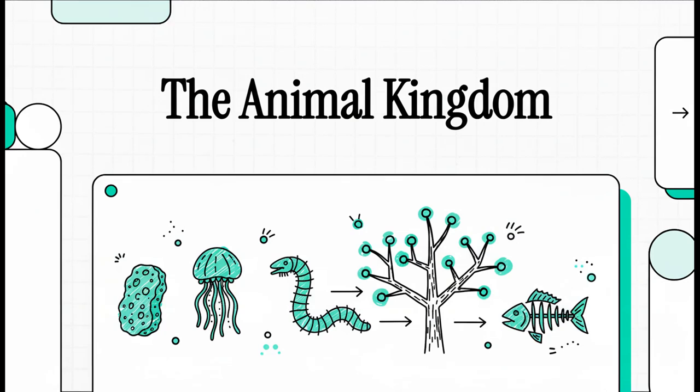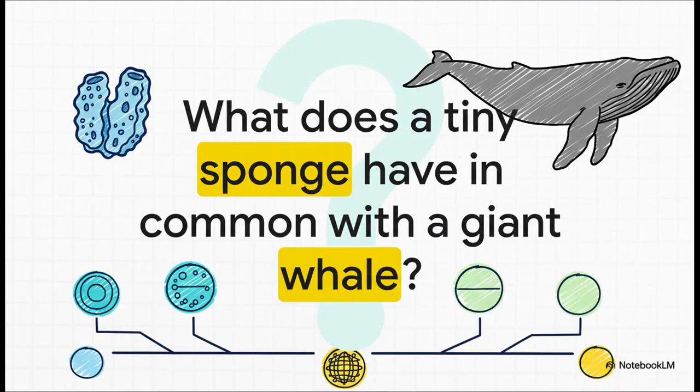Today, we're taking a journey through the vast and amazing animal kingdom. We're going to explore how life went from the absolute simplest creatures you can imagine to the incredible diversity we see all around us. So let's just dive right in with a question. What in the world does a tiny sponge have in common with a giant whale?